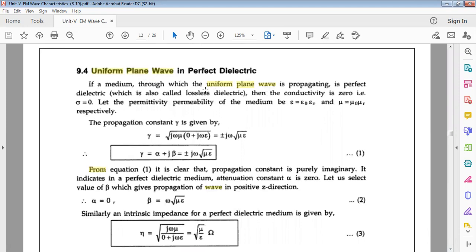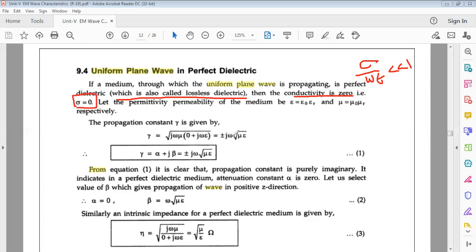So now, the next one is uniform plane wave in the perfect dielectric. I also told that when the uniform plane wave is propagating in a perfect dielectric, it is a lossless dielectric, which is also called a lossless dielectric. Got it, my friends? Then the conductivity is 0, meaning sigma by omega epsilon is very much less than 1, meaning the dielectric effect is high compared to the conductivity. Conductivity is 0 here. So sigma is equal to 0. Substitute sigma equal to 0 here.